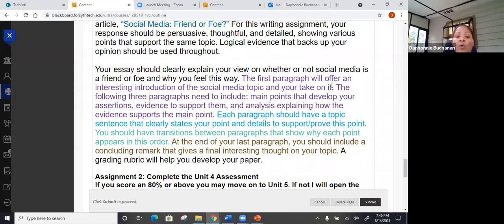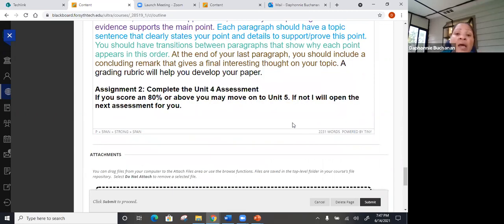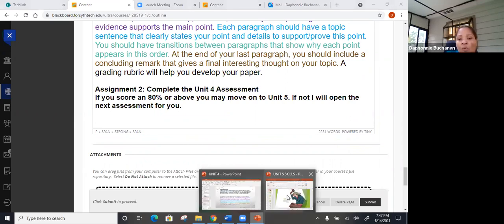And so here it says you have to make an 80% or above to move on to unit 5. But like we talked about before, I'm going to go ahead and introduce unit 5 tonight so you guys can be working on both of these simultaneously, because some people have already completed unit 4. I'm going to go ahead and teach unit 5 tonight as well. So give me just a second to pull that up.